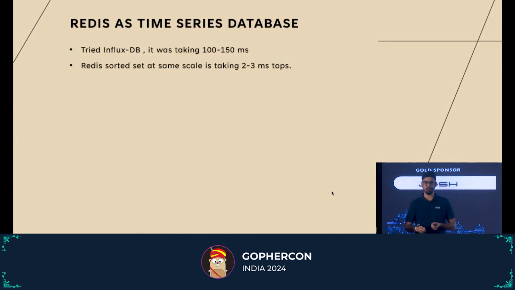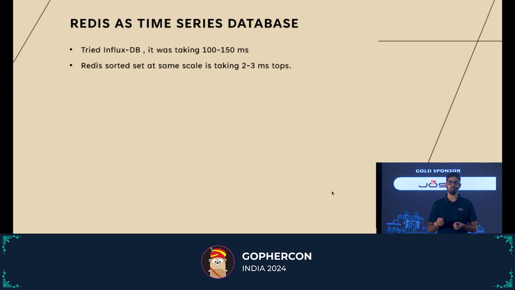Now, since we are aware of the model, let's have a look at the data aggregation part. Redis as a time series database. We tried a standard time series database like InfluxDB, and since it's not an in-memory solution, it was slow to fetch multiple parameters for n number of services. It was taking around 100 to 150 milliseconds. And we want our search to be served in 100 milliseconds, so just getting the data for a ranking service in 100 milliseconds is not feasible.